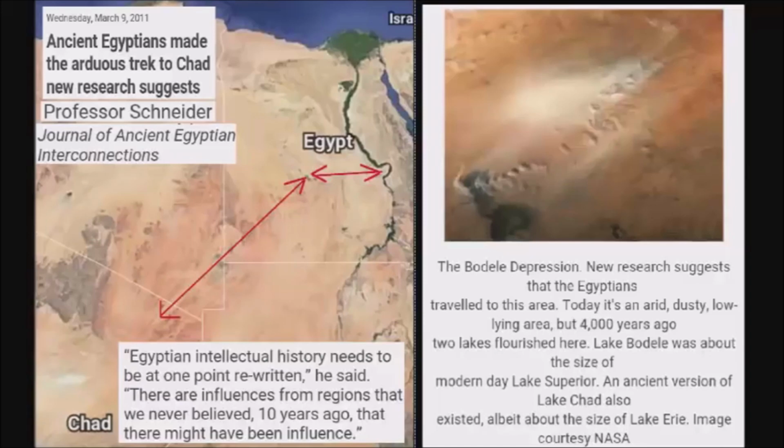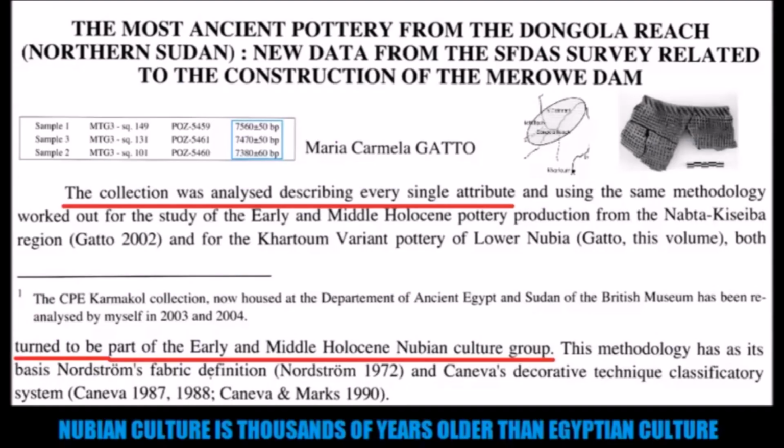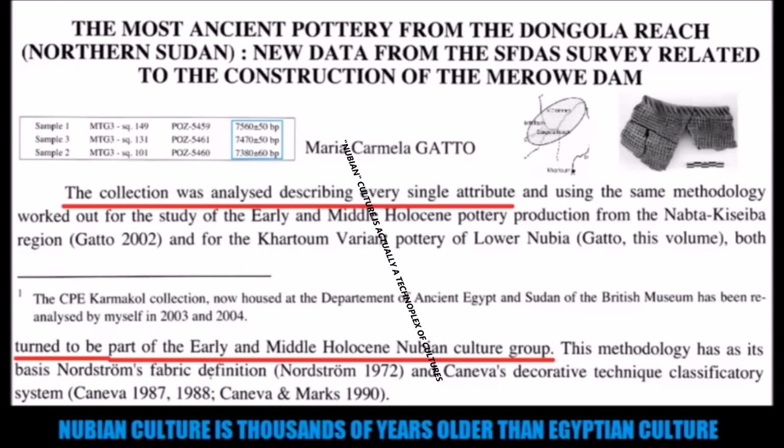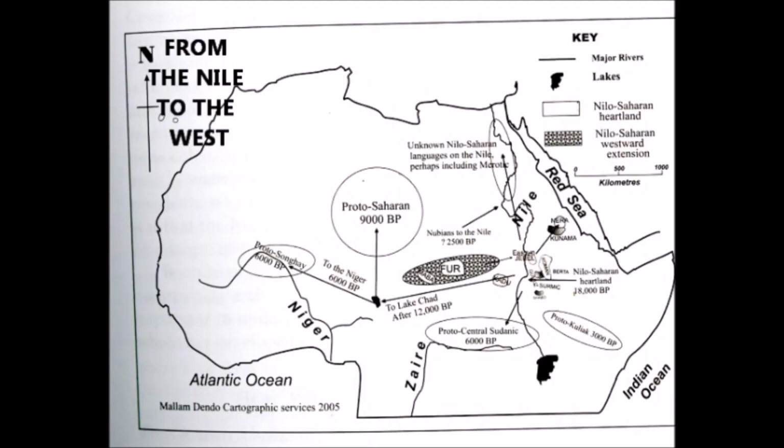Right here, Maria Gatto did a study on the most ancient pottery from the Dongola Reach in northern Sudan. We can see the ages 7,500 years before present. This is all a part of the early and middle Holocene Nubian cultural group, which of course is groups of people that they are identifying as so-called Nubian cultural groups.